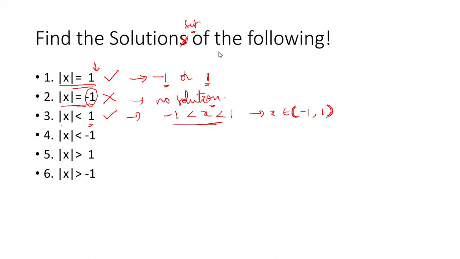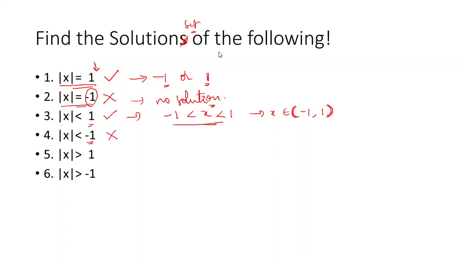And mod x less than -1. This is false because mod x can never be negative or can never be less than negative. It can never be less than any negative number. It can either be 0 or greater than 0.